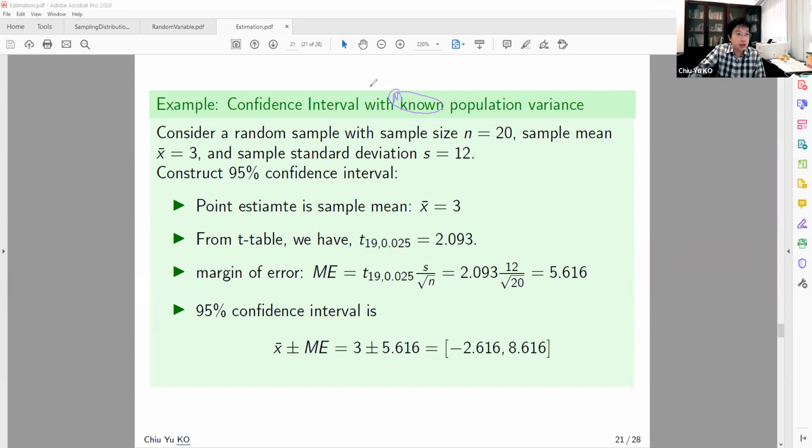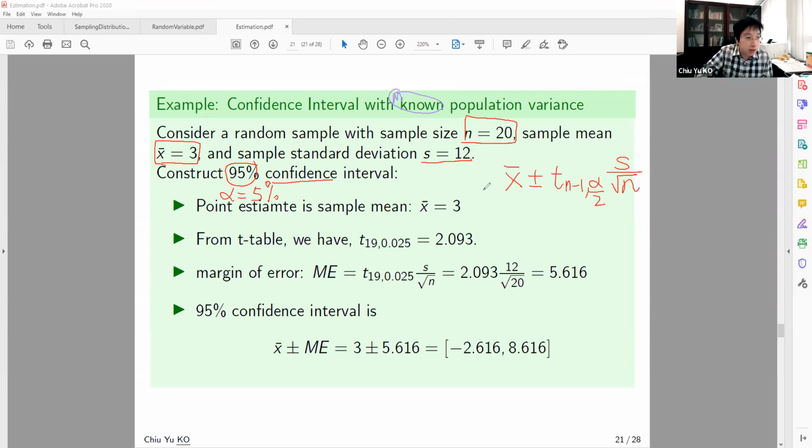Now the question: we have a sample size of n equals 20, and the sample mean is 3, and the sample standard deviation S is 12. Construct the 95% confidence interval. We know it's going to be x bar plus or minus t n minus 1, alpha over 2, times s over root n. This is from the previous slide. And alpha is 5% here, since it is 95%.